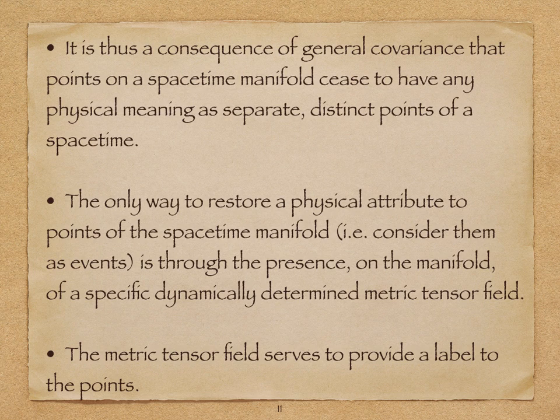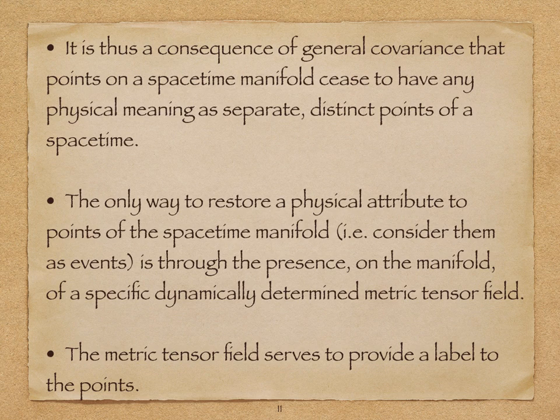Thus, it is a consequence of general covariance that points on a space-time manifold cease to have any physical meaning as separate, distinct points of a space-time. This is very important, often not emphasized. And this is the essence now of the Einstein Hole Argument. We are coming to it. General covariance takes away from you the physicality of the underlying space-time manifold. Of course, you want that physicality back. You want points P and Q to be different. That's not possible though if you have general covariance.